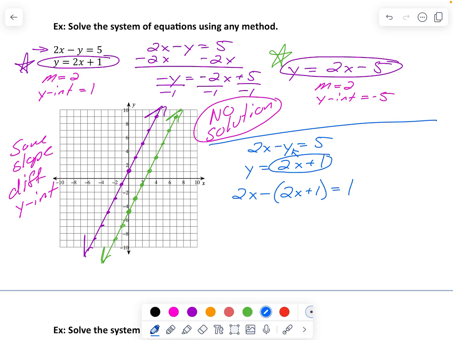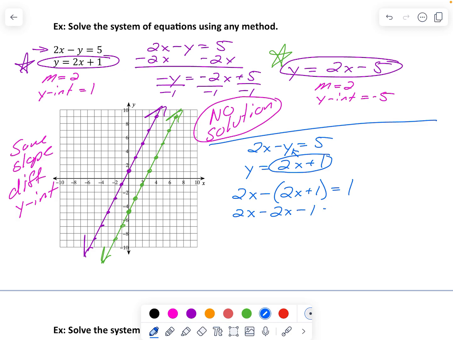Well, let's distribute. Okay. Oh, why did I write 1? That should be a 5. I knew something was weird. Notice these 2x minus 2x cancels out, and we're left with -1 equals 5. Well, that is false. That is not true.